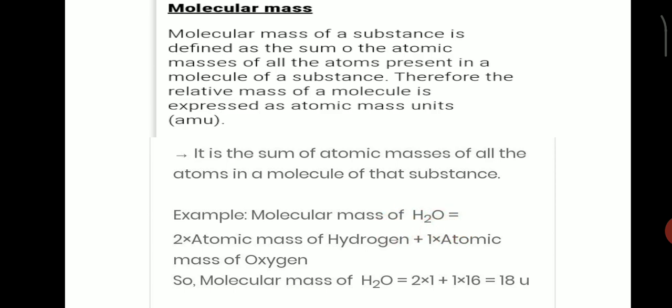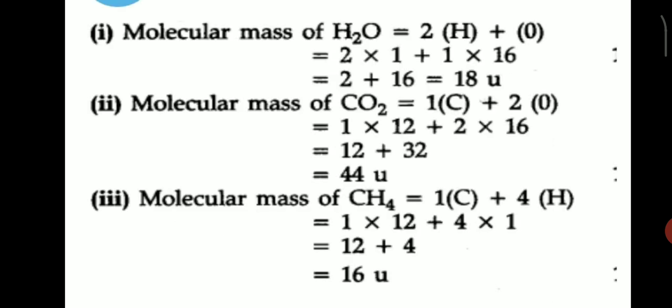So let us study some problems. We have seen how to calculate for the water molecule. Next, how to calculate for carbon dioxide. We know that it consists of 1 carbon and 2 oxygen. So you can write 1 into atomic mass of carbon, plus 2 into atomic mass of oxygen.